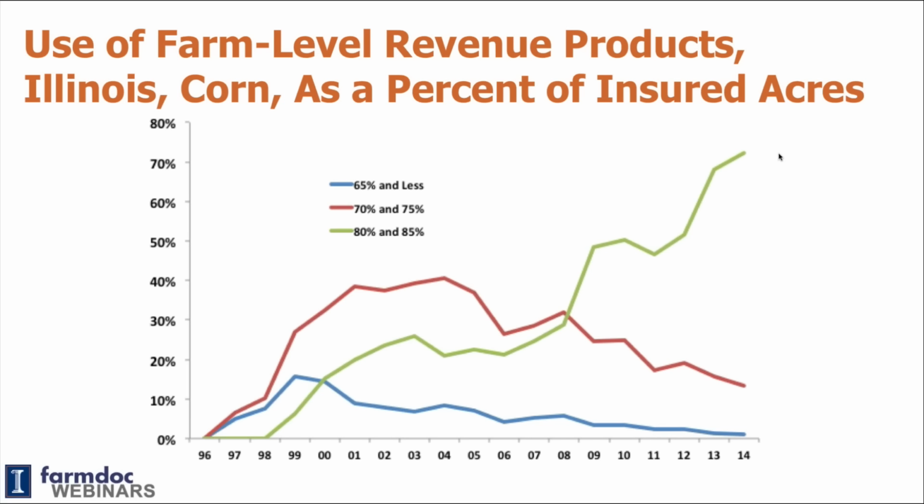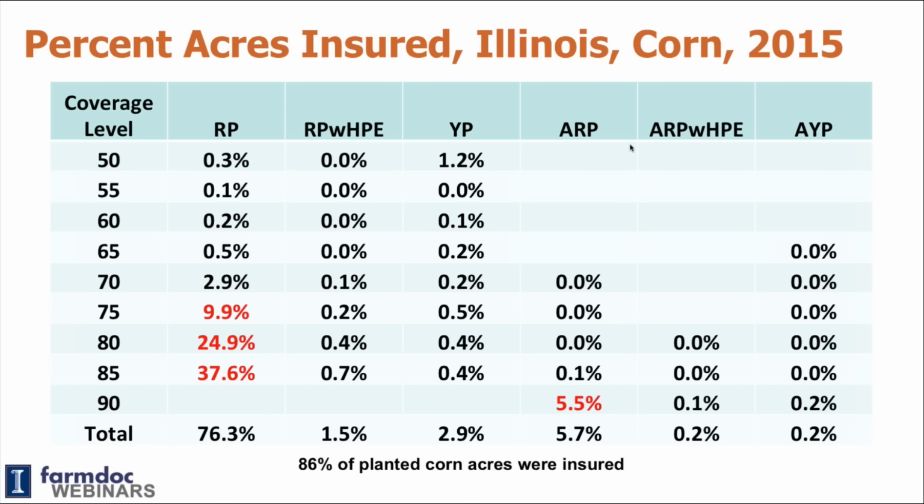Here's a more detailed look at what we saw for insured acres in 2015. This slide shows RP, RP with harvest price exclusion, YP, and ARP. ARP is the county level product. So this would be county level revenue protection, county level harvest price exclusion, revenue protection, and then the yield insurance. YP is a yield insurance, RP with harvest price exclusion is a revenue insurance without the guarantee increase, and RP is with the guarantee increase. If you're looking at these, here's where we see people being insured.